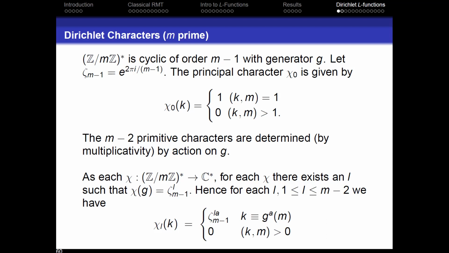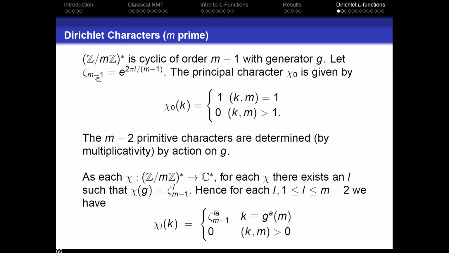We're going to look at what are called characters. So (Z mod mZ)*, these are the numbers 1, 2, 3, all the way to m minus 1, and we do this with clock arithmetic. If we are looking at a clock with 7 hours, then 3 times 4 would be 12, which would be the same as 5. And so we can define a function on the numbers in (Z mod mZ)* as follows.